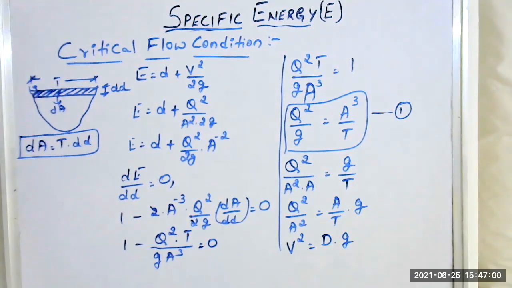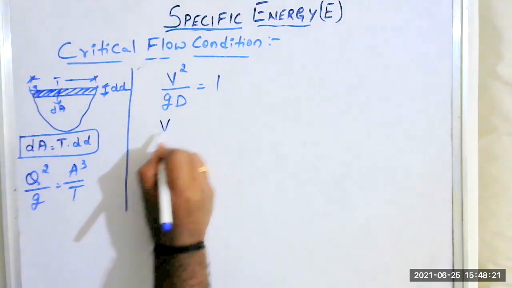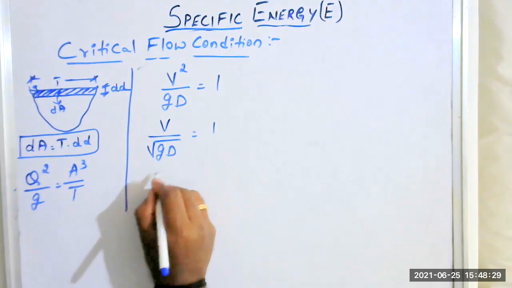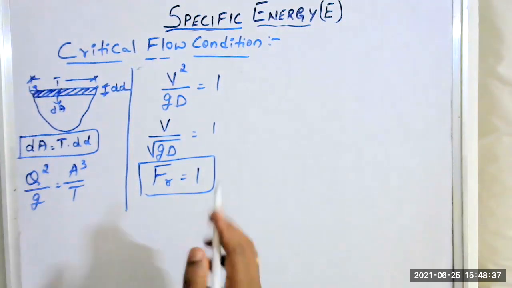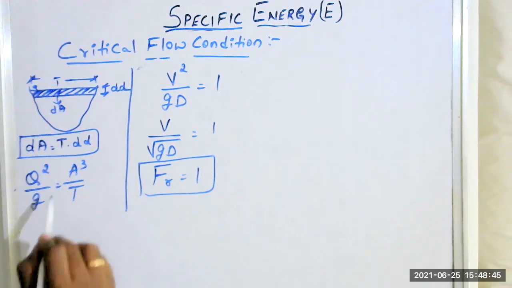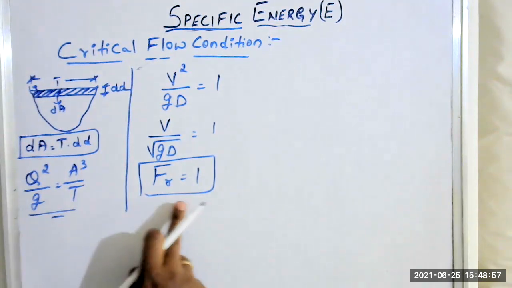So further, if I write here, V square divided by G into D is equal to 1. Now, taking the square root on both sides, we have square root of V square is V divided by square root of G into D is equal to 1. This V divided by root of GD is nothing but Froude's number, which is equal to 1. This is the condition for the critical flow. So for the critical flow condition, Froude's number is unity, and one more condition is Q square divided by G is equal to A cube divided by T. If this equation is satisfied, then the flow is in the critical flow state, and for the critical flow, the Froude's number is equal to 1.